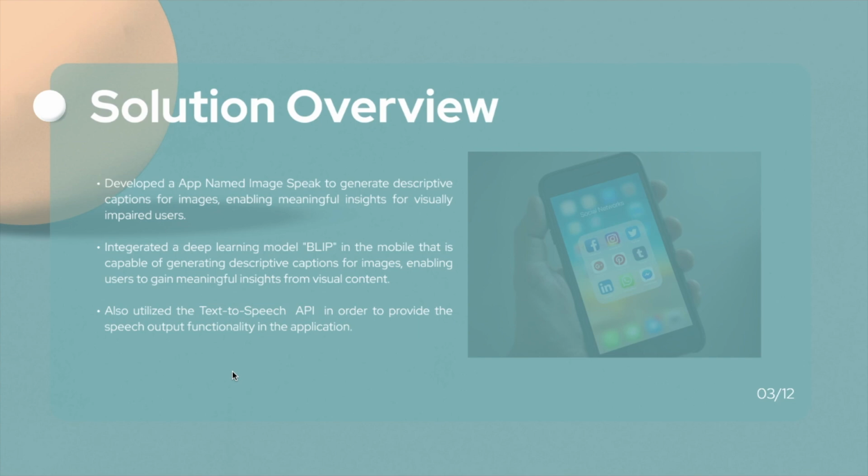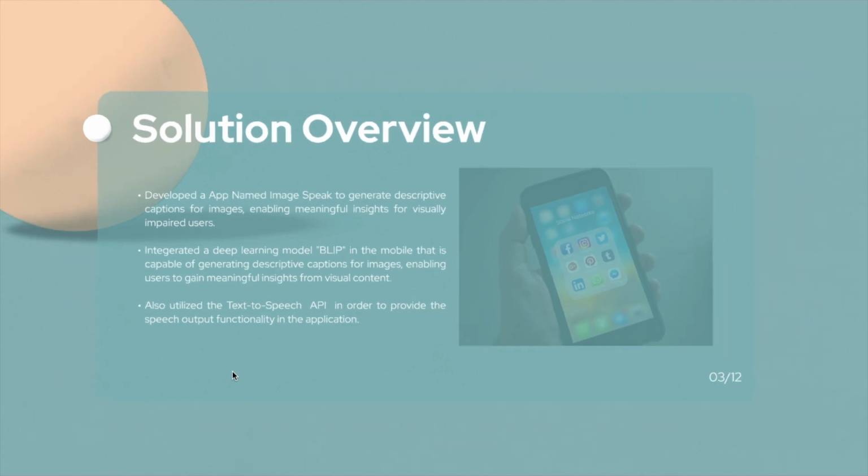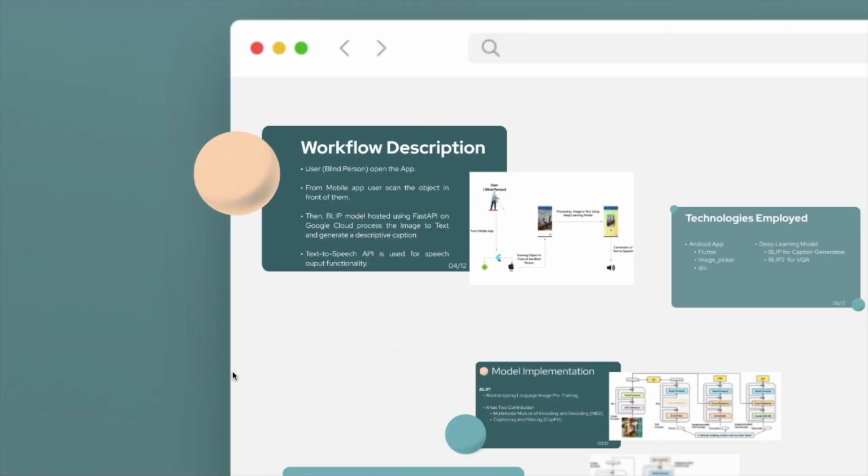For this, we have integrated a deep learning model, BLIP, in the application, which is capable of generating a caption for the images clicked by the user who is blind or visually impaired, enabling them to get meaningful insight from this content. And we have also utilized the Google text-to-speech API to provide the speech output functionality for our application. For the workflow of our project, we have to move to the next slide.